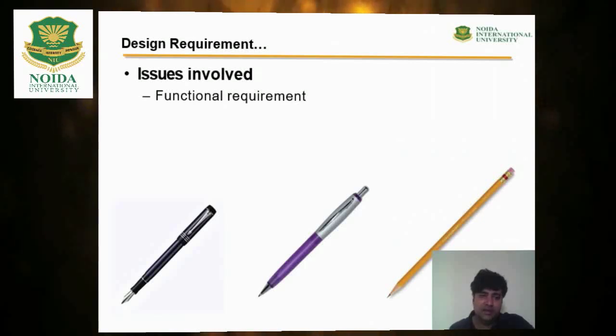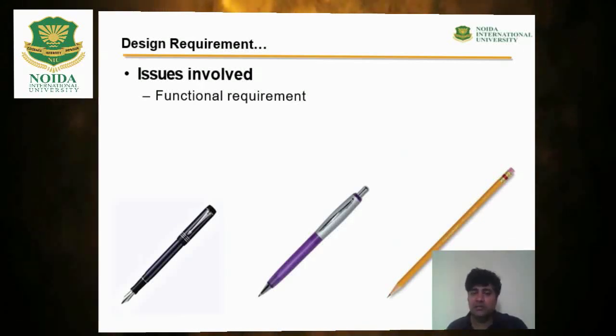Now the next one is the design requirement. What are the issues we have to check? What are the design requirements? There is an example given here. The first is called the functional requirements. There are three kinds of pens we have. The first is a nib pen, the second is a ball pen, and the third is a pencil. So the three writing accessories we have right now are a ball pen, a nib pen, and a pencil.